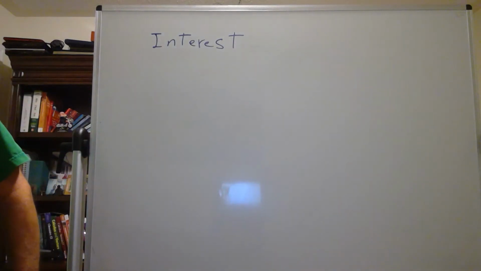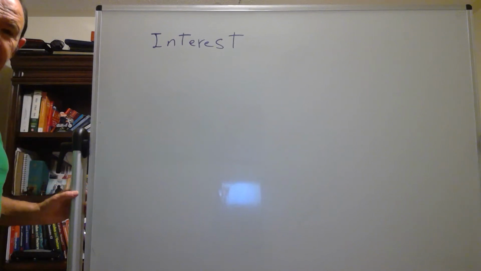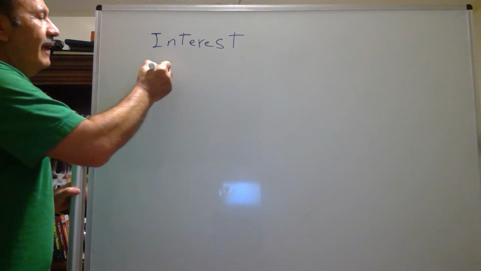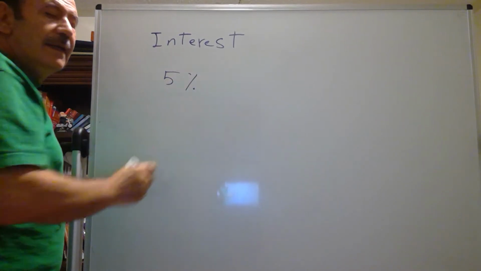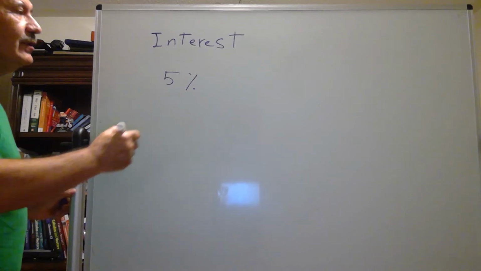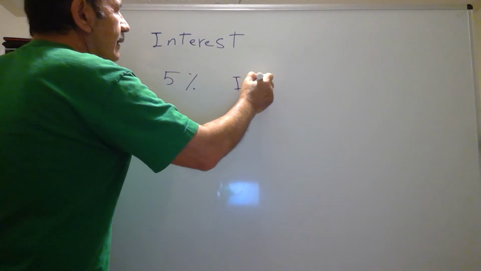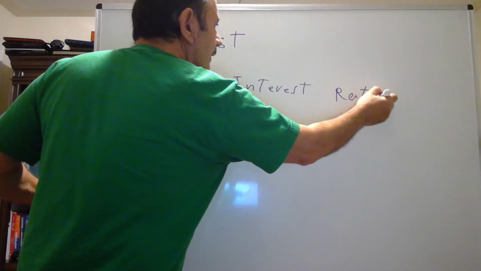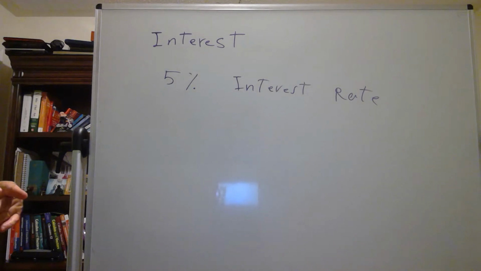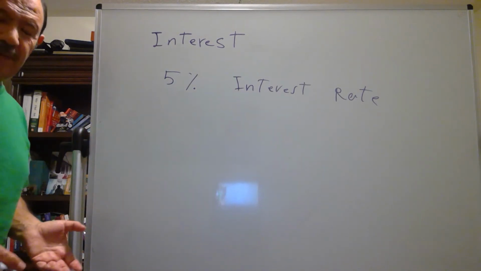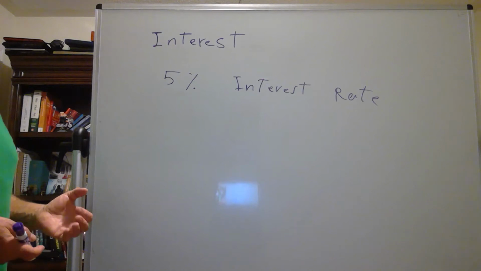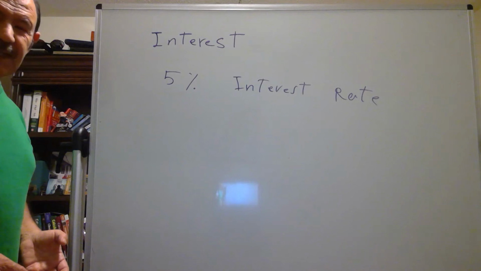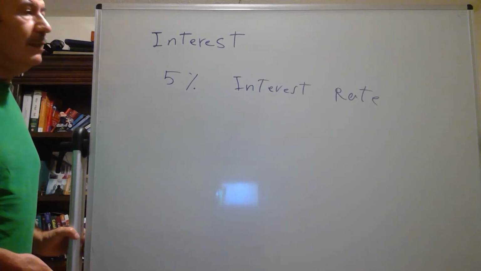Now, the amount of interest, usually we show it in percent format. As an example, when I say 5%, okay, we call it interest rate. Interest rate is the value of interest that we are paying to the bank when we are borrowing money, or the bank pays to us when we are opening a saving account, or actually when we are depositing money in the bank.